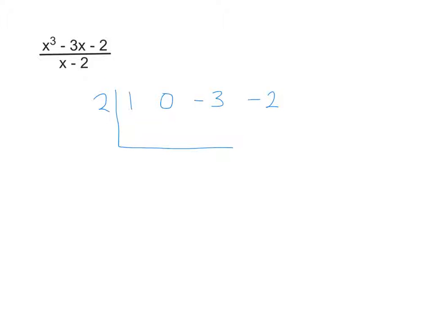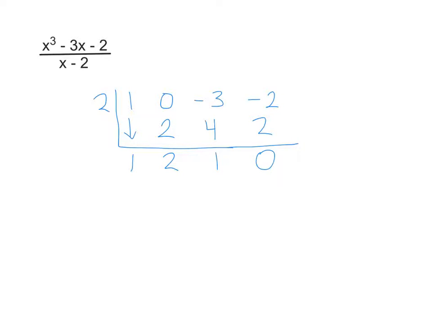So now we can start, bring down the 1, multiply, 2 times 1 is 2, add, 0 plus 2 is 2, so it's multiply, add, right? We multiplied, added, now we need to multiply again. 2 times 2 is 4. Add, so -3 plus 4 is 1. And then multiply, 2 times 1 is 2. And add, we have 0 there.